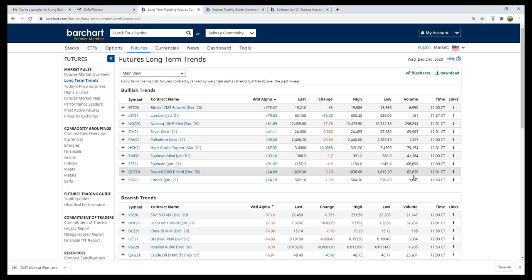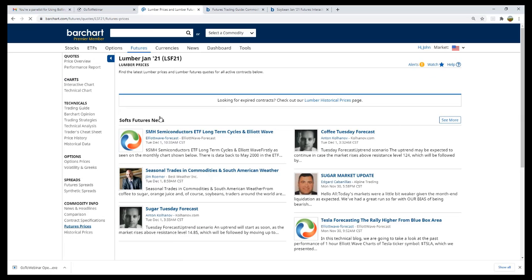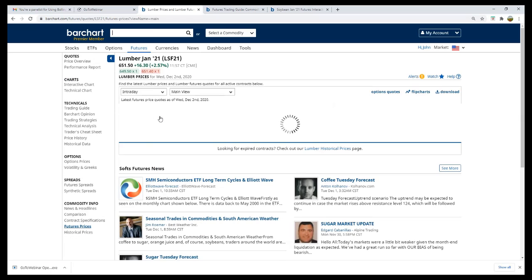There are many contracts that have that high daily volume that we're going to look at. Now, look at lumber. That's the next one, one of the longer term trend ones. You can see the volume for lumber is only 161 contracts. And if I click on just lumber itself, this will take me directly to that volume open interest page.